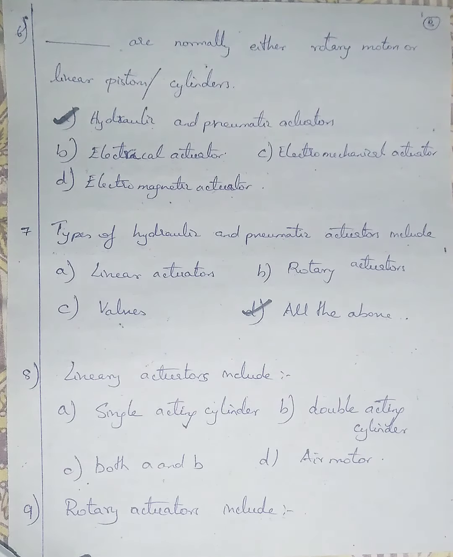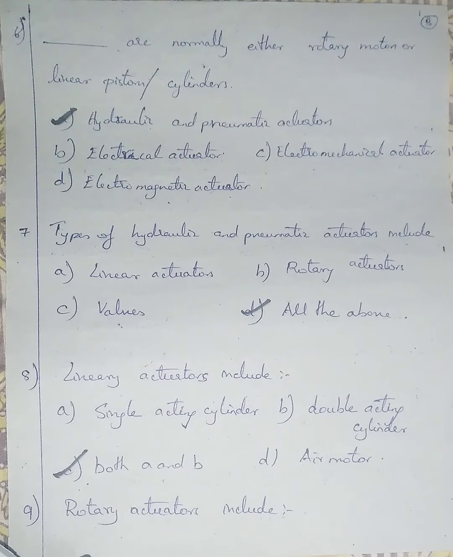Question number 8. Linear actuators include. We have two types of linear actuators: single acting cylinder and double acting cylinders, where the piston moves in only one direction in a single acting cylinder, and we have two outputs in our double acting cylinders. Option C says both A and B, and option D says air motor. Single acting cylinder and double acting cylinders come under linear actuators. Motor means rotatory motion, we all know that. So I'm going with option C, both A and B.